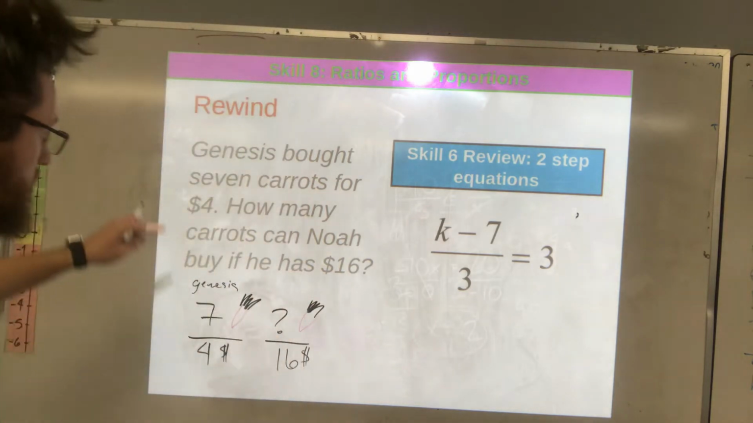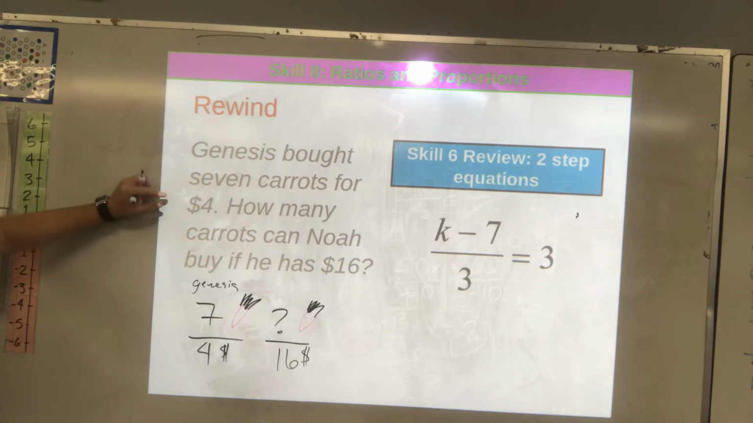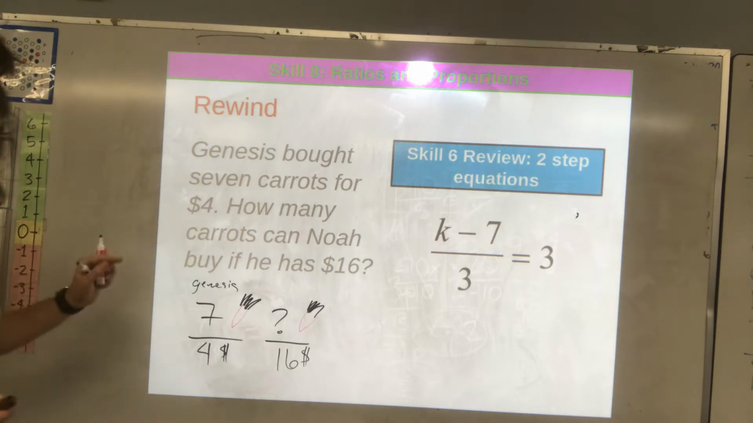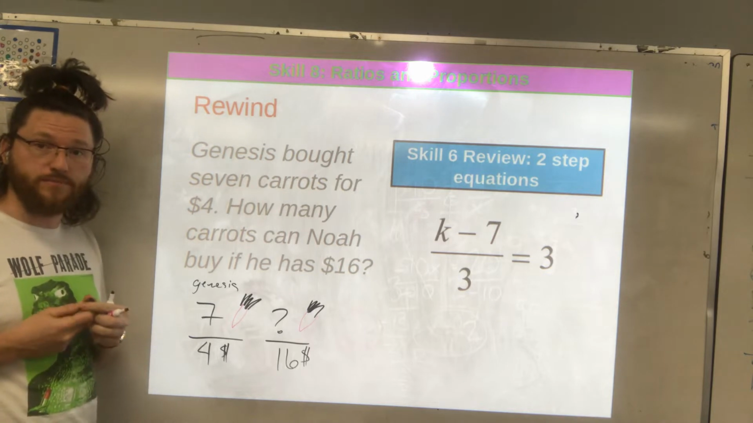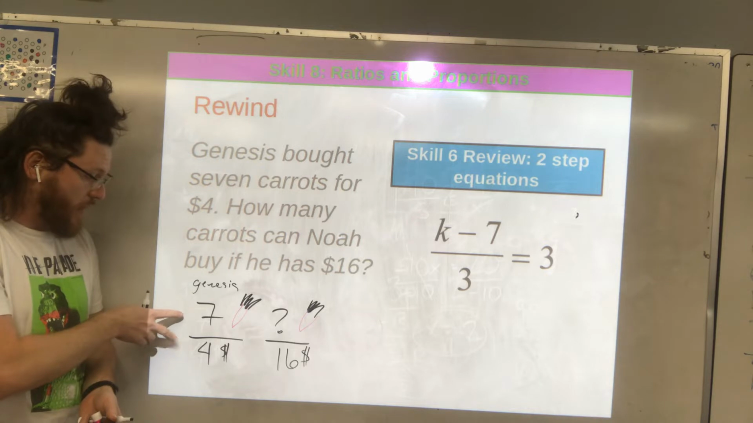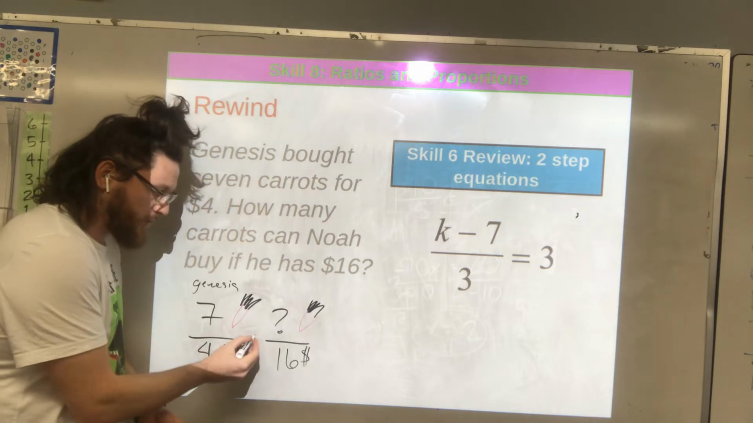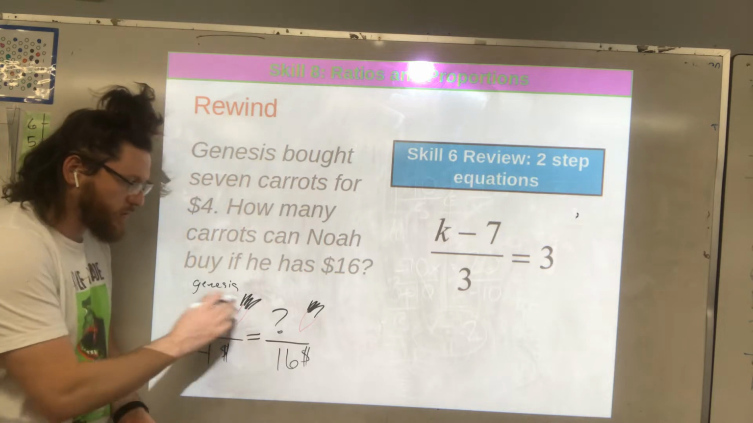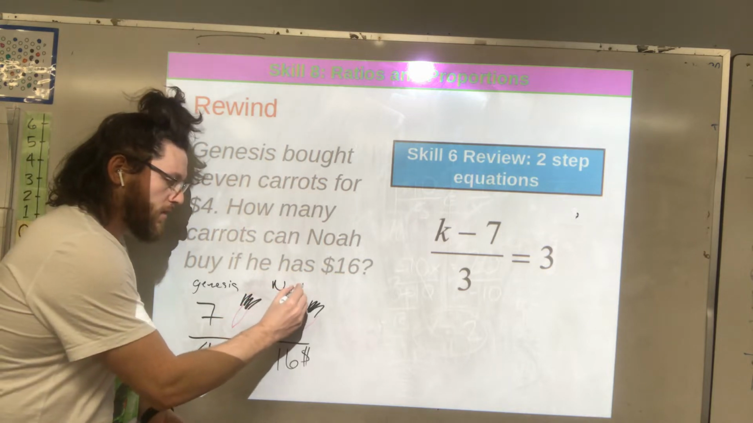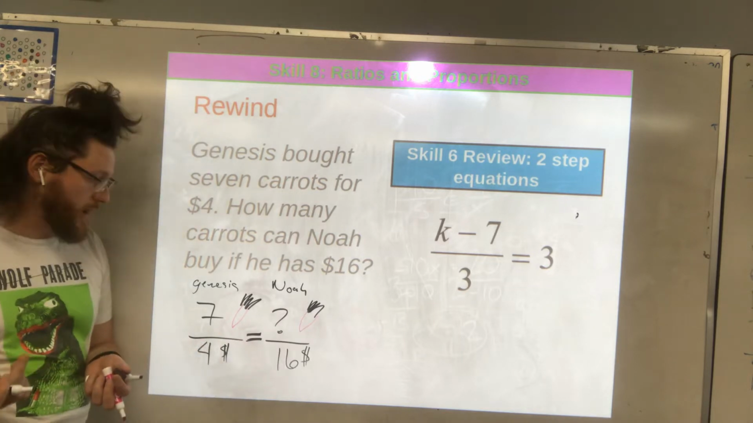Okay, so I wanted to start with the first problem here. It tells us that Genesis bought some carrots. She paid $4. Noah has more money. How many carrots can he buy? So hopefully you guys were able to recognize that this is a ratio problem, right? We have $7 getting us 4 carrots, and over here we have $16. We have a ratio for Genesis. We have a ratio for Noah, right? And those two ratios need to be equal because the carrots cost the same amount of money, okay?